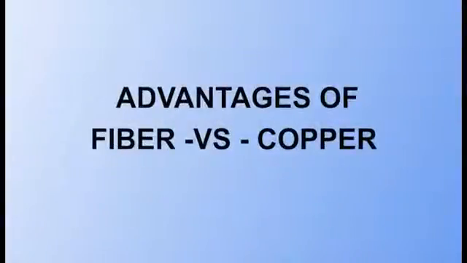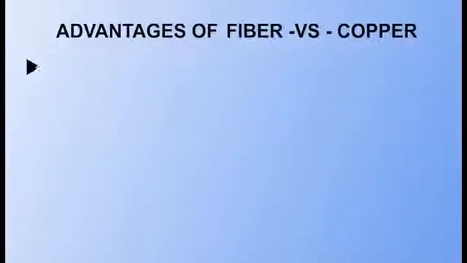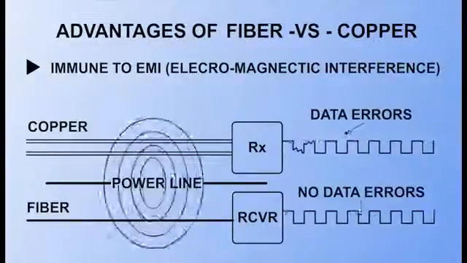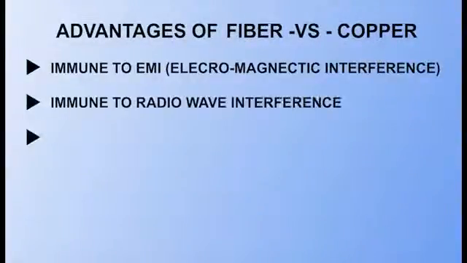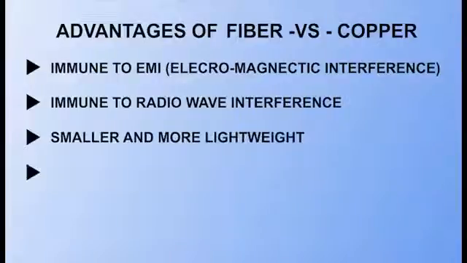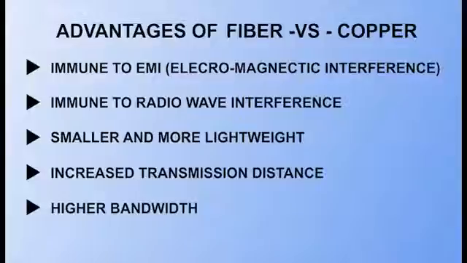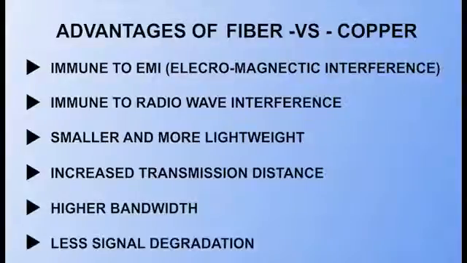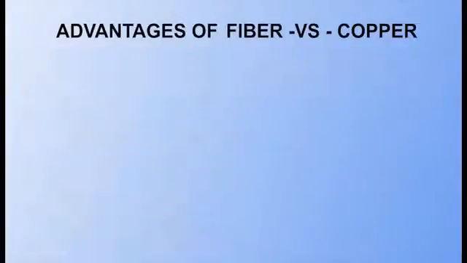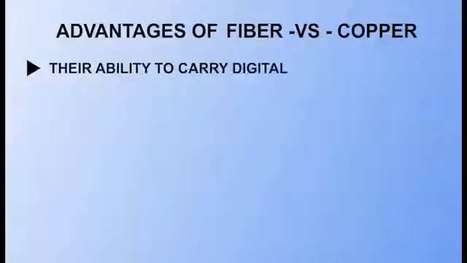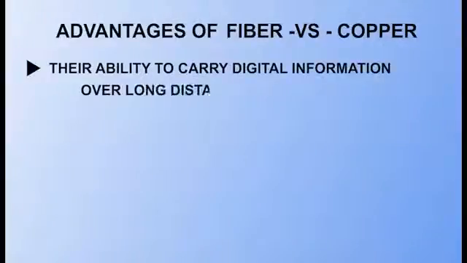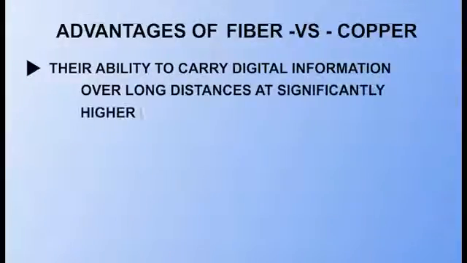Fiber optic cables have many advantages over copper cable, including immunity to electromagnetic interference and radio wave interference. They are smaller and lighter than copper. They are capable of greater transmission distance and higher bandwidth, and have less signal degradation. The greatest advantage is their ability to carry digital information over long distances at significantly higher rates than copper.